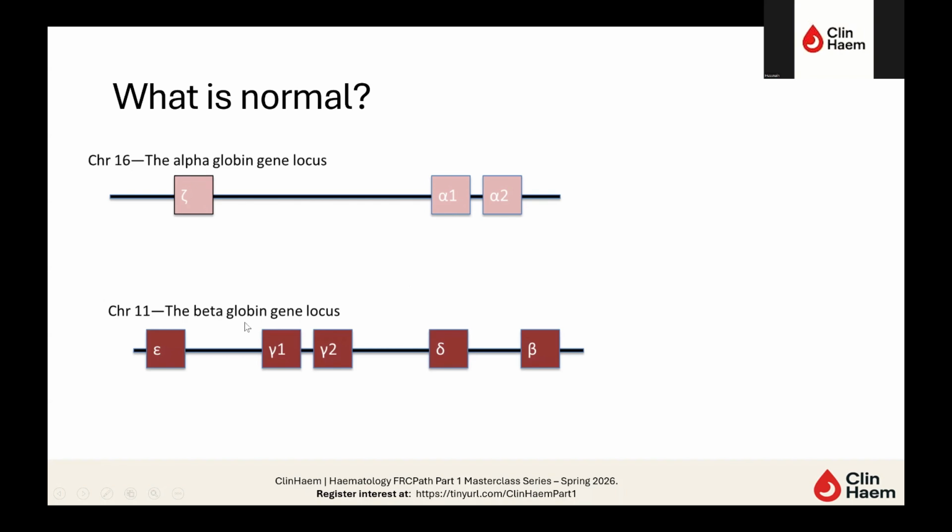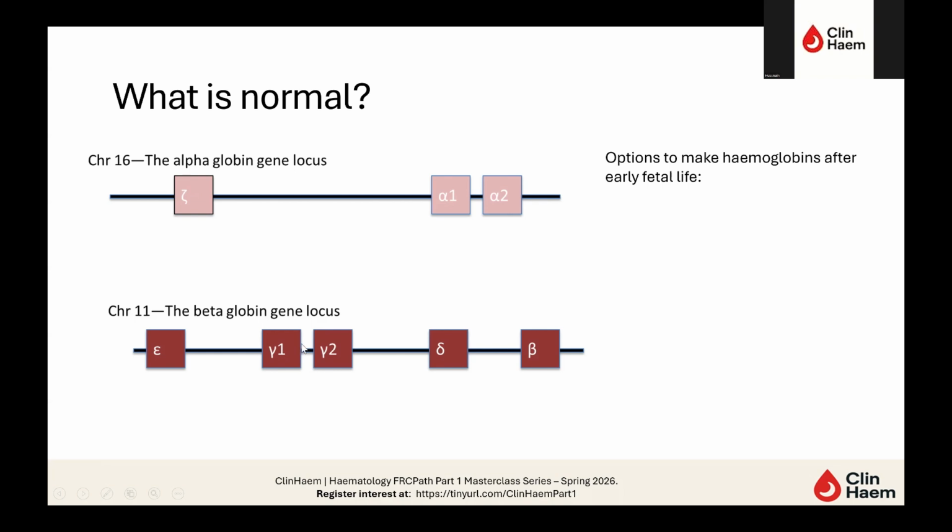Beta chains, there are a few beta-like chains. Of course, beta is one of them, but then there are other beta chains. So in embryonic life, this is epsilon, and then gamma chains are also beta-like, and delta chains are also beta-like. So there are a few. All of these are located on chromosome number 11. Now, why this is important is that these two are in embryonic life. So we will forget about them for now.